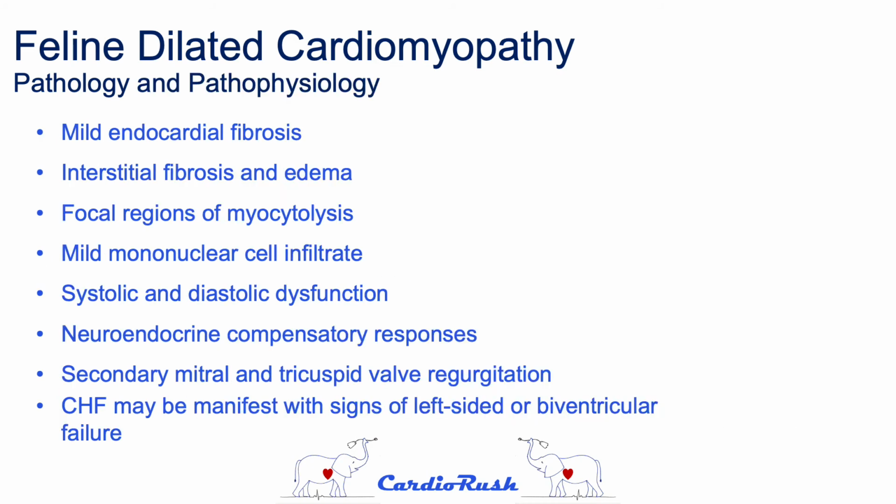Again, on histopathology, often there are minimal changes that are specific for dilated cardiomyopathy. Maybe a little bit of fibrosis and edema and loss of myocytes. On echo, there's systolic as well as diastolic dysfunction, and this leads to the typical neuroendocrine compensatory responses that lead to congestive heart failure. There may be secondary mitral and tricuspid valve regurgitation.